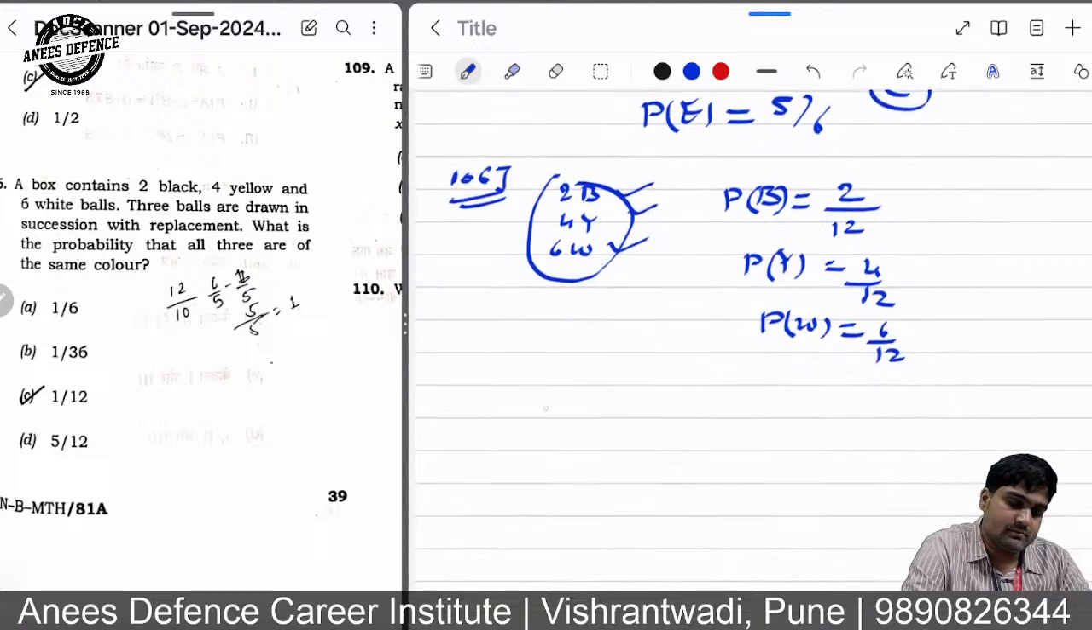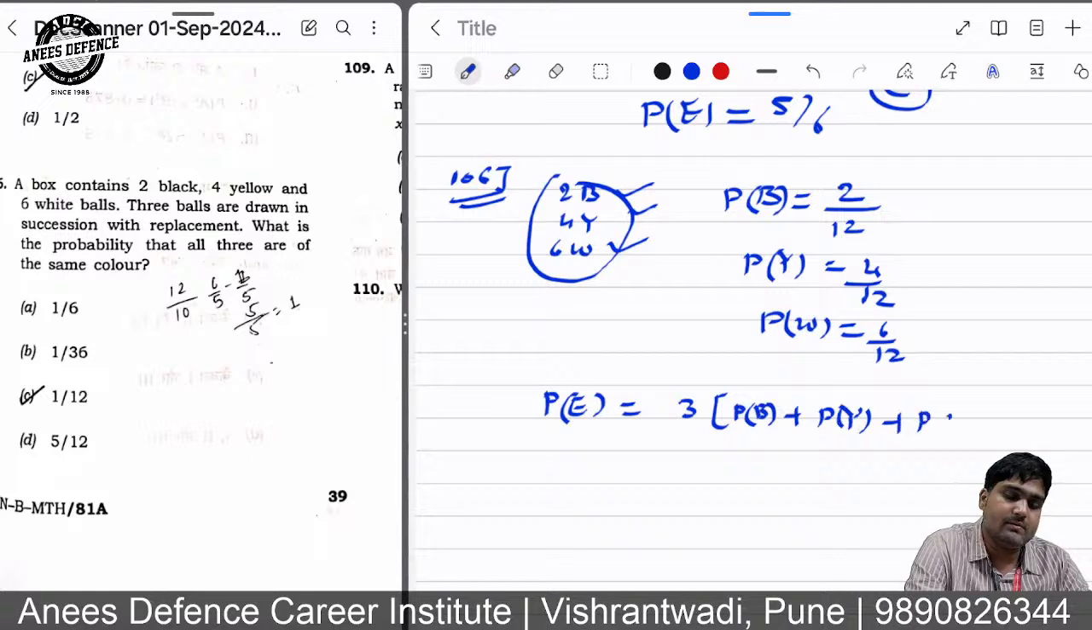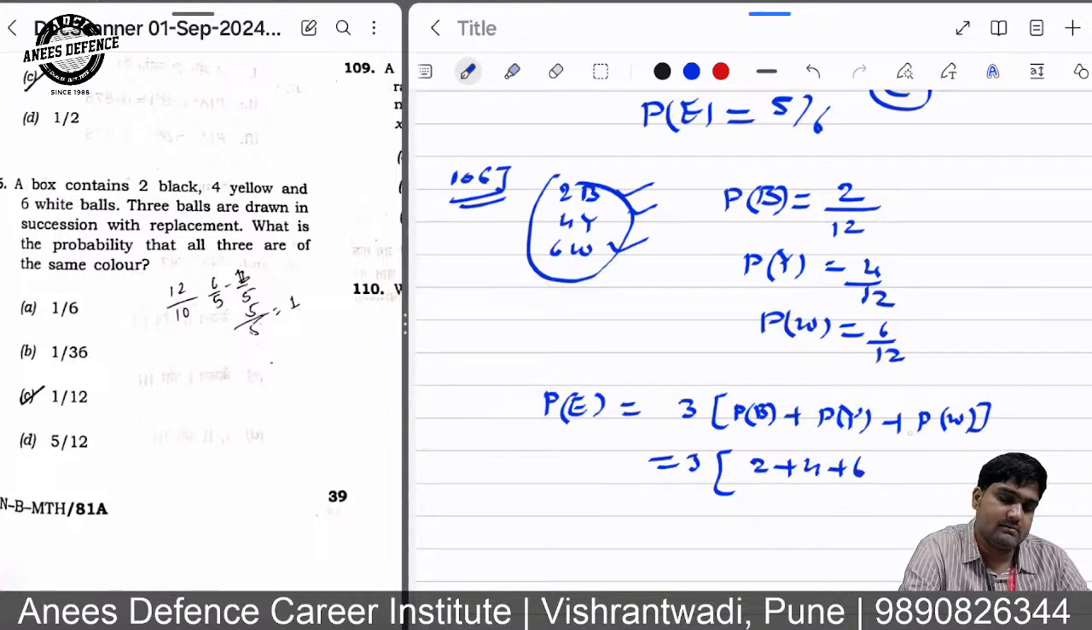So here, the probability that all 3 balls are the same color, that means all 3 balls are black, or all three balls are yellow, or all three balls are white. So the probability is the sum of the cubes: probability of B cubed plus probability of Y cubed plus probability of W cubed. So 2 plus 4 plus 6. Just a minute.